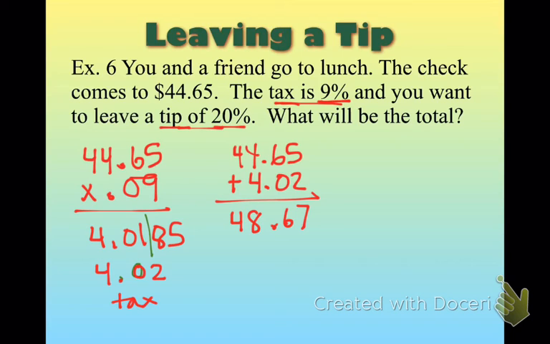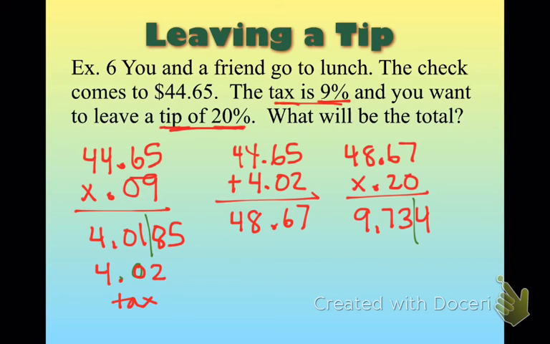Now I'm going to take that amount and figure out the tip of 20%. So I'm going to repeat what I just did on the first one, times 0.20, or 0.2 if you prefer. So we're going to take our 48.67 and multiply it by 0.20. That gives me 9.734. I'm going to round this off. That's just going to be 9.73. And this right here is my tip amount.